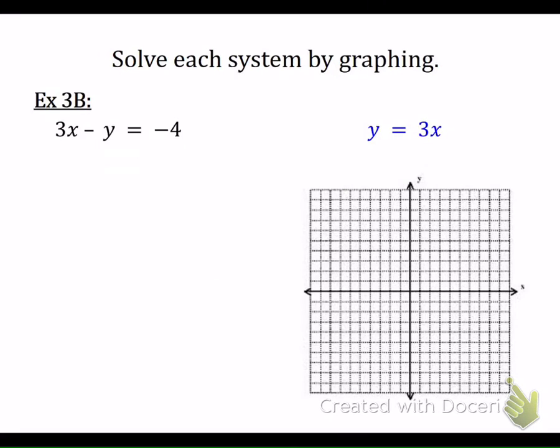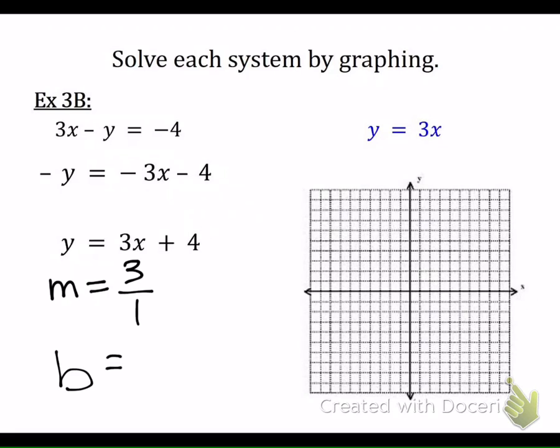All right, what should I do? Subtract 3x from both sides. And then divide everything by -1. So we get basically all positives, right? All right, so what is my m in that equation? What is my b? 4. So I am going to go down to the 4 on the y-axis. 1, 2, 3, 4.